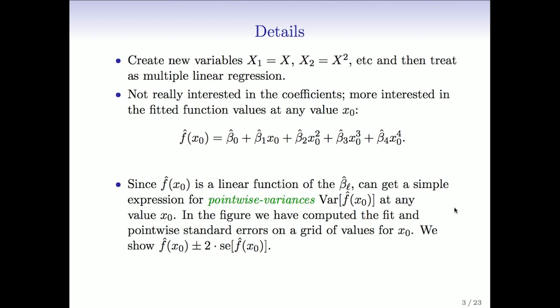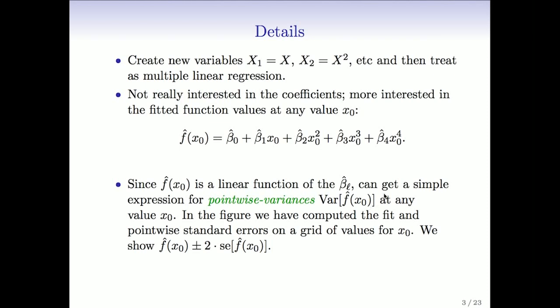And since the fitted function is actually a linear function of the coefficients, the beta L hats, we can get a simple expression for the pointwise variances. So you say, what is the variance of the fitted function at x0? Well, that fitted function at x0 is just a linear combination of the parameters. And so by using the covariance matrix of the fitted parameters, you can get a simple expression for the variance of this fitted value.